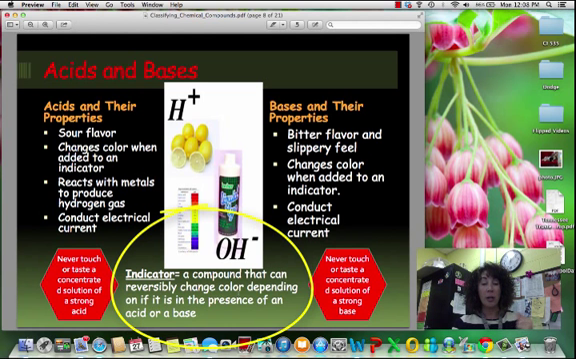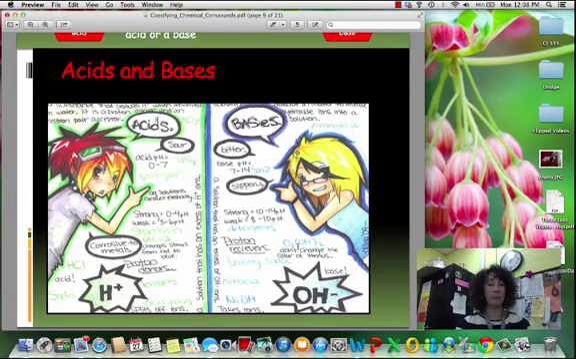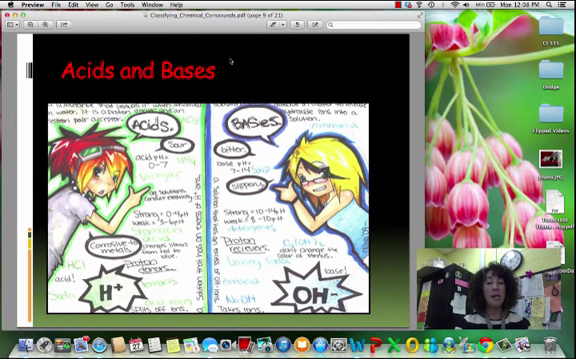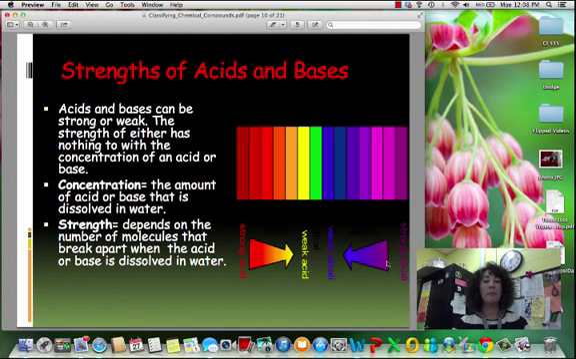Now, that indicator is just a compound that can change color depending on the presence of an acid or base. So whether we're using pH paper as an indicator or whether we're using cabbage juice as an indicator. Oh my goodness, and look at this wonderful way that we can display all that information on acids and bases. Hint, hint.